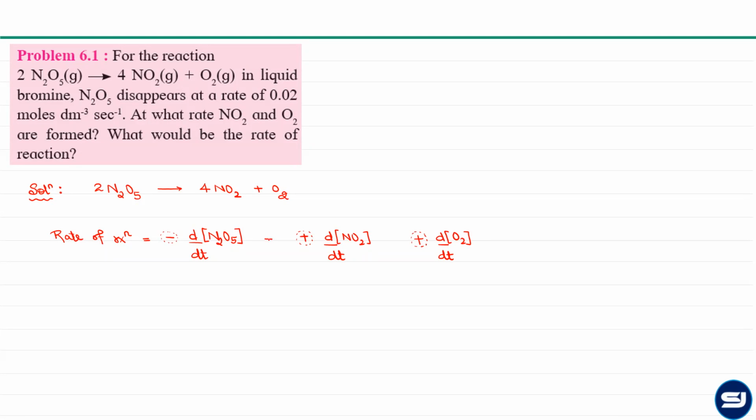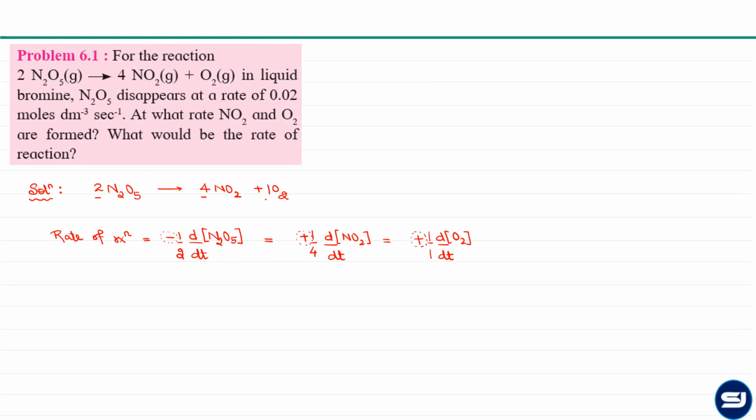Now, if I want to equate the rates, then I need to take the reciprocal of the stoichiometric coefficients. That is, to equate the rates, I need to take 1 by 2 for N2O5, 1 by 4 for NO2, and this will be just as it is, 1 by 1 for O2. So this is how you write the rates of reaction with respect to the reactant and the product. For equating them, take the reciprocal of the stoichiometric coefficients.